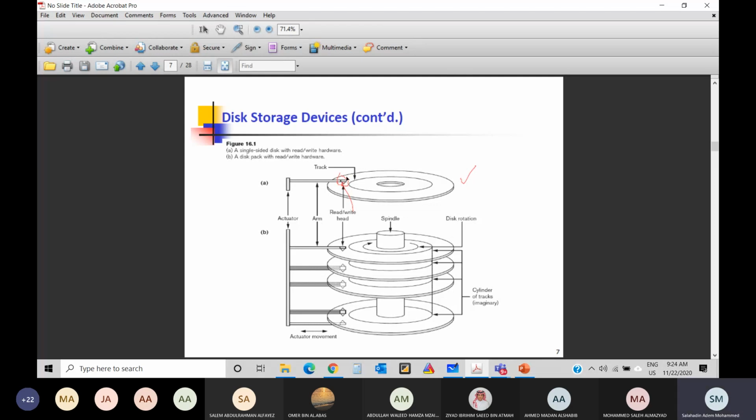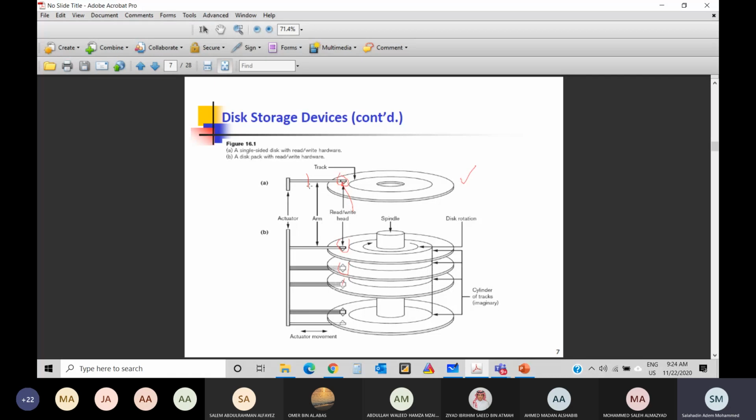This we call the read write head. We have also a read write head here. We have also a read write head, and a read write head. So this is from this platter, this is from this platter, this is from this platter, this is from this platter, this is from this platter. And if we have double-sided, then we have one from the bottom, one from the top.